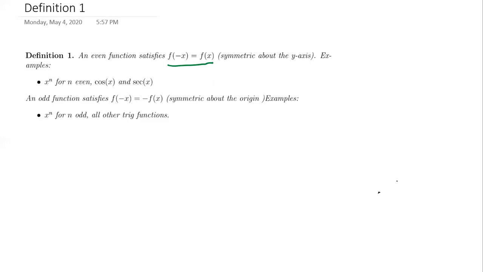Given any function that we have, we can plug in negative x, simplify, and see if we get f of x. So that's an algebraic definition. Here I'm giving you a graphic definition. If you actually draw the graph, it should be symmetric about the y-axis. Okay? So what are examples? x to the n, whenever n is even, and cosine and secant. So I give these examples. These are the ones we're going to use the most. I don't think we'll use secant too much, but for sure x to the n and cosine.